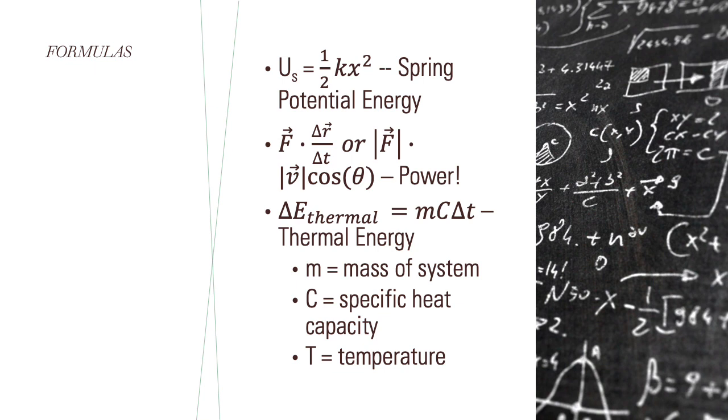So some formulas that they mentioned that are going to be very helpful for us are the spring potential energy, which is 1/2 kx squared, where x is the change in spring length and k is the stiffness of the spring. And then also power, which is equal to F dot delta r over delta t, or the magnitude of the force times the magnitude of velocity times the cosine of the angle between the two. And then there's also m c delta T, which is the thermal energy, where m is the mass of your system, c is the specific heat capacity, and T is your temperature.